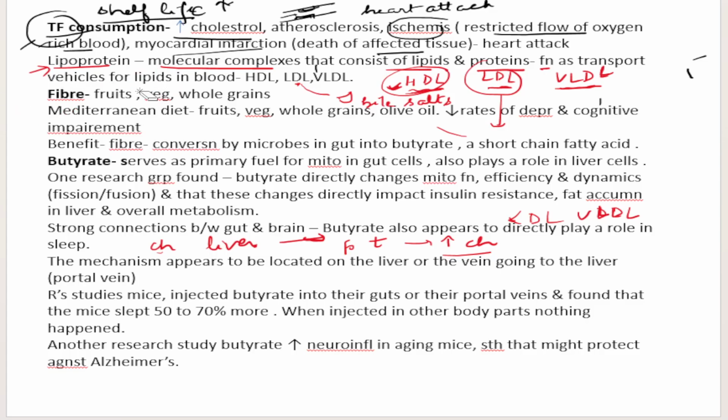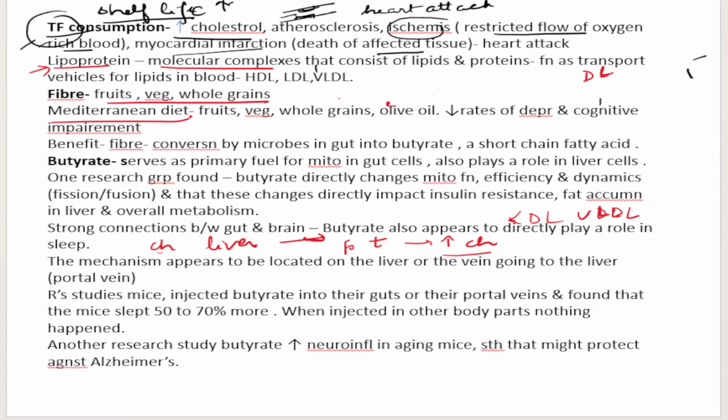Now we come to fiber. Fruits, vegetables, whole grains are all a source of fiber. Then there is the Mediterranean diet, which includes fruits, vegetables, whole grains, olive oil, etc. And it has been seen that consuming the Mediterranean diet results in reduced rates of depression and cognitive impairment. Now, what is the benefit of these fiber-rich foods like fruits, vegetables, whole grains?